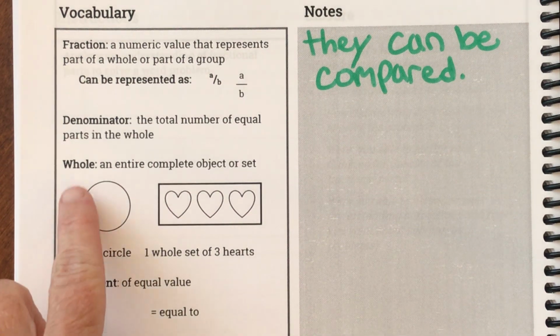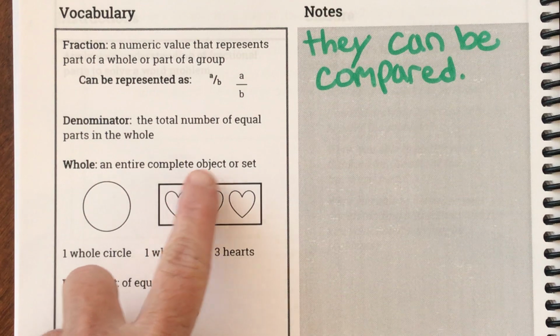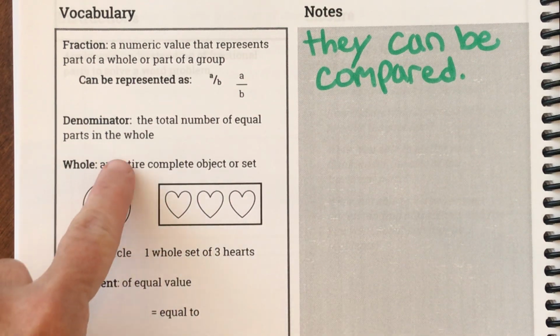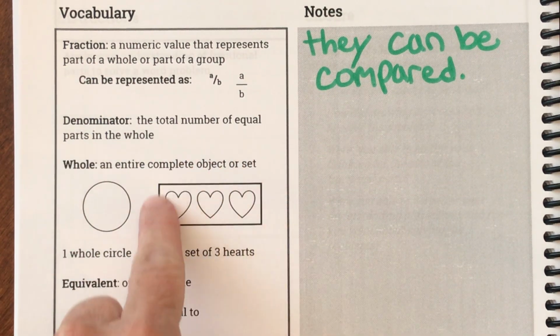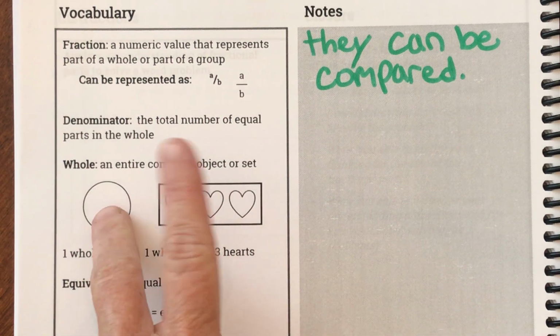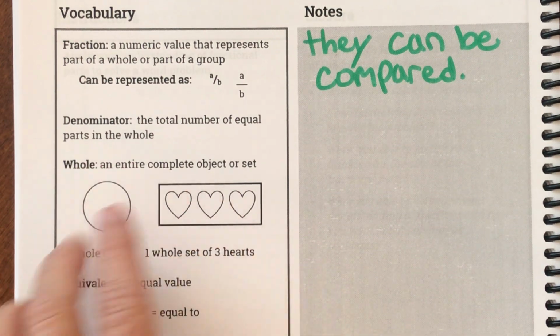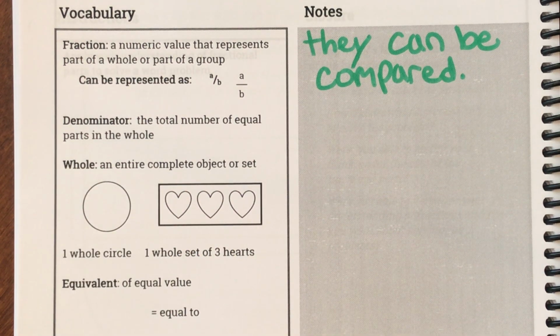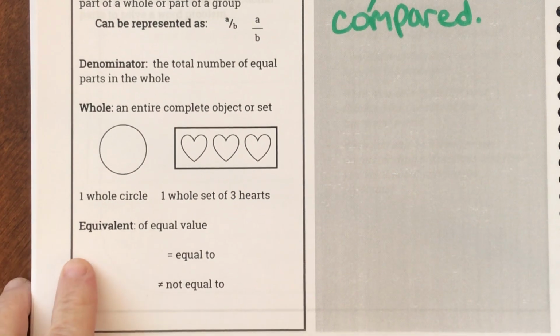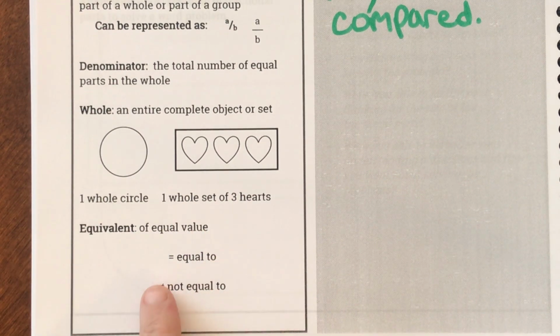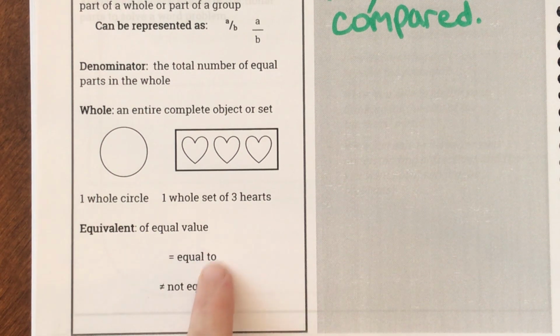Okay, our next word is whole. It's an entire complete object or set. So this is a whole circle or this is a whole set of hearts. So a whole could be one whole or one whole set. We'll see problems with both of those throughout this unit. And then we have this word equivalent. Equivalent means of equal value. So we have an equal sign, equal to, and then we have an equal sign with a line through it. It means not equal to.